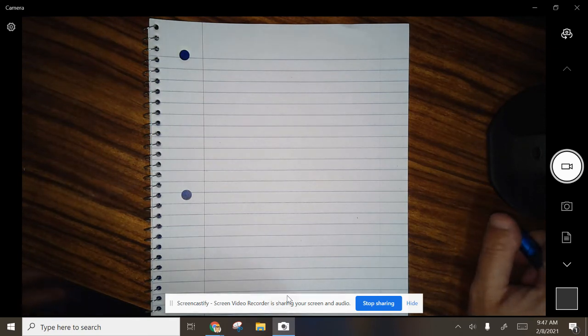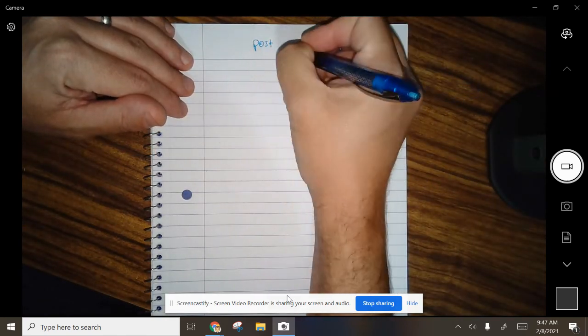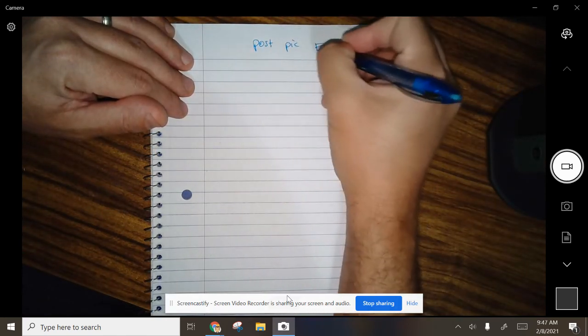It won't be that long of an Edpuzzle, but I want you guys to write this down for extra credit. You can post a pic of this for extra credit. These are going to be your notes.